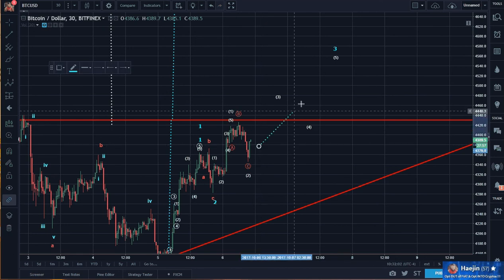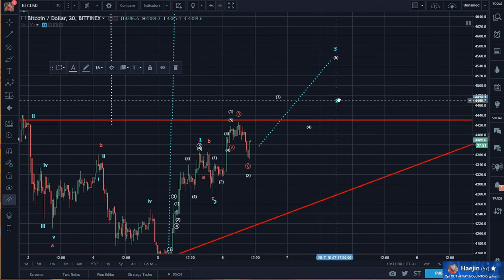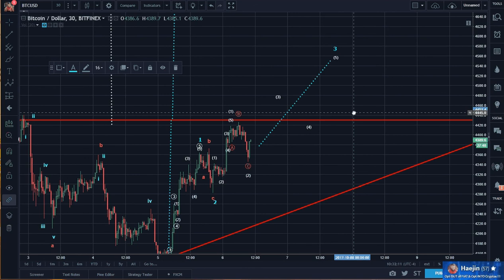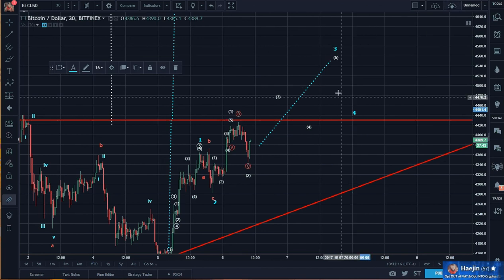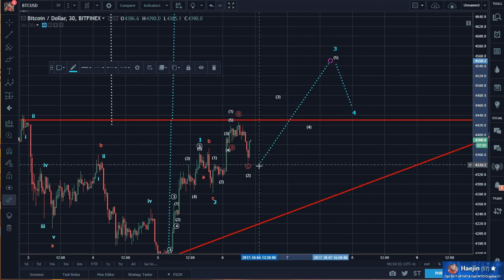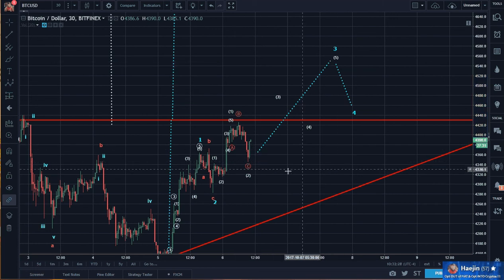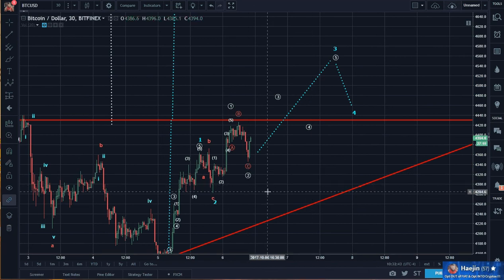So we are looking for wave 3, blue. Wave 4 might come back down and rest on this, which could become a new support. Wave 4, blue. Okay. There might be one more dip. And then there you go. That's what I was looking for.